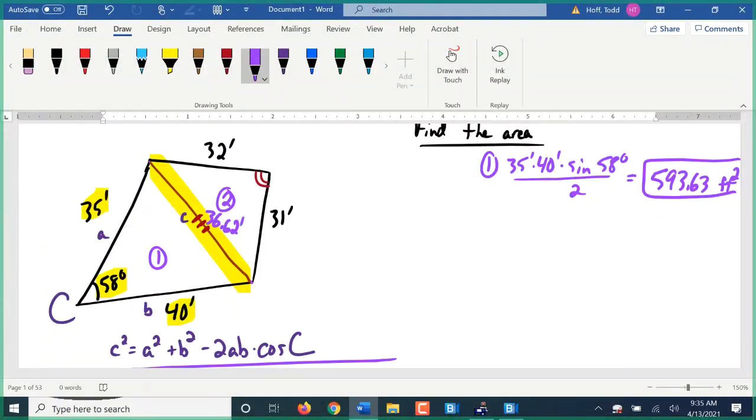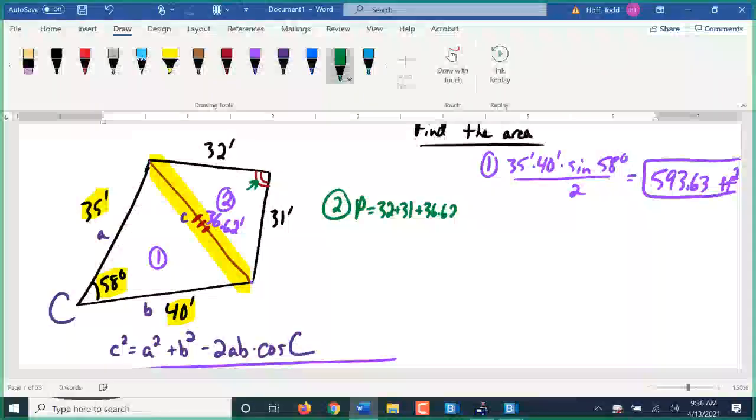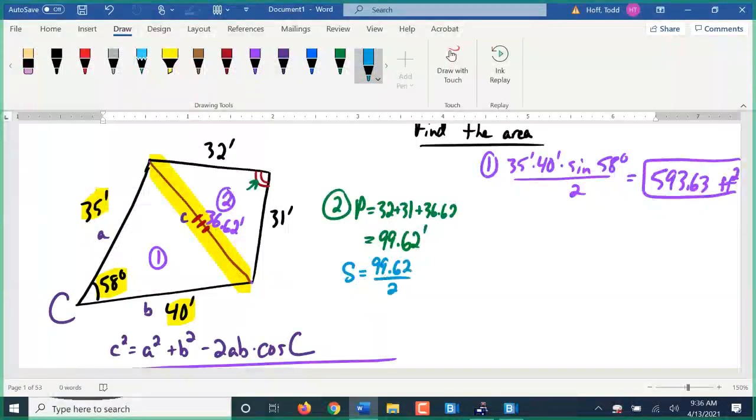Now at this point, I could use law of cosines again to find this angle if I wanted to. But I don't need to. I can use Hero's formula for piece 2. So for piece 2, my perimeter is 32 plus 31 plus 36.62, otherwise known as 99.62 feet. Then I have a semi-perimeter, which is half of that. 99.62 feet divided by 2, 49.81 feet.